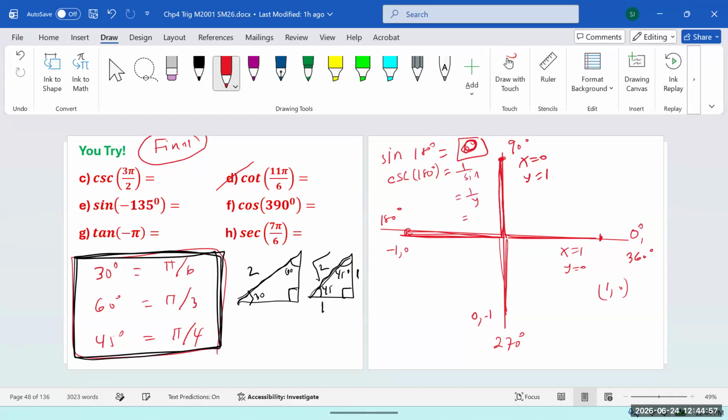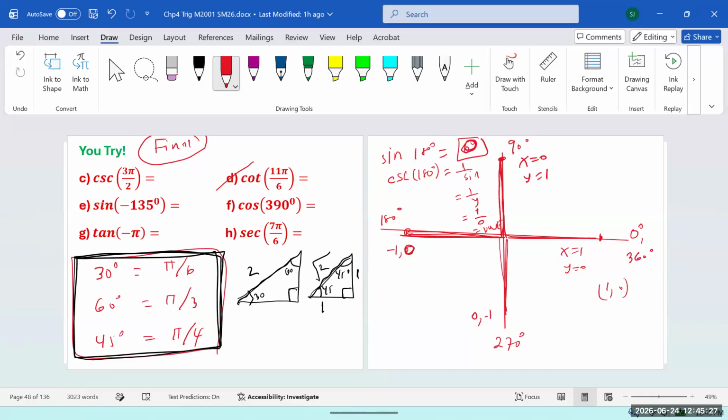So what do you have? Your y value is 0 here, right? So 1 over 0 doesn't exist. So if you know your x and y, you know all 6 trig functions. So for quadrantal, you don't need any triangle. We only need triangles for 30, 45, and 60.